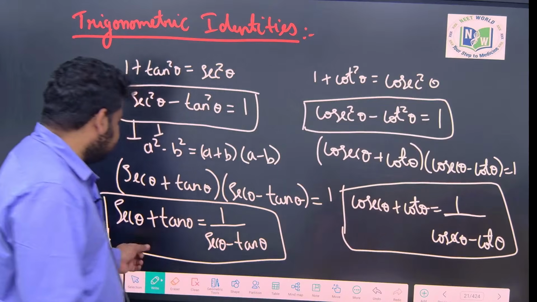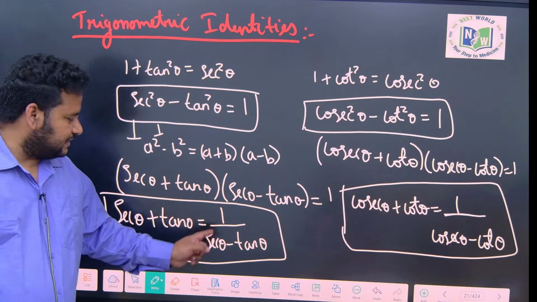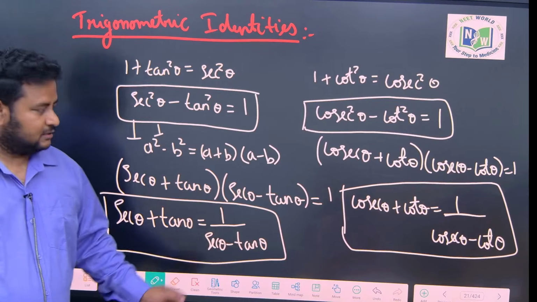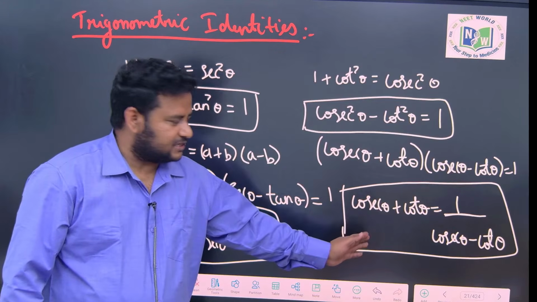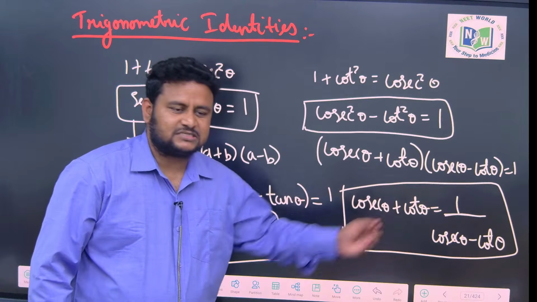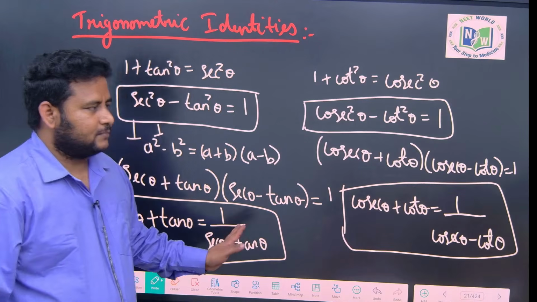So whenever we see secant theta plus tan theta, that can be written as what? 1 by secant theta minus tan theta. Cosec theta plus cot theta can be written as what? 1 by cosec theta minus cot theta. Clear? Yes. Okay.